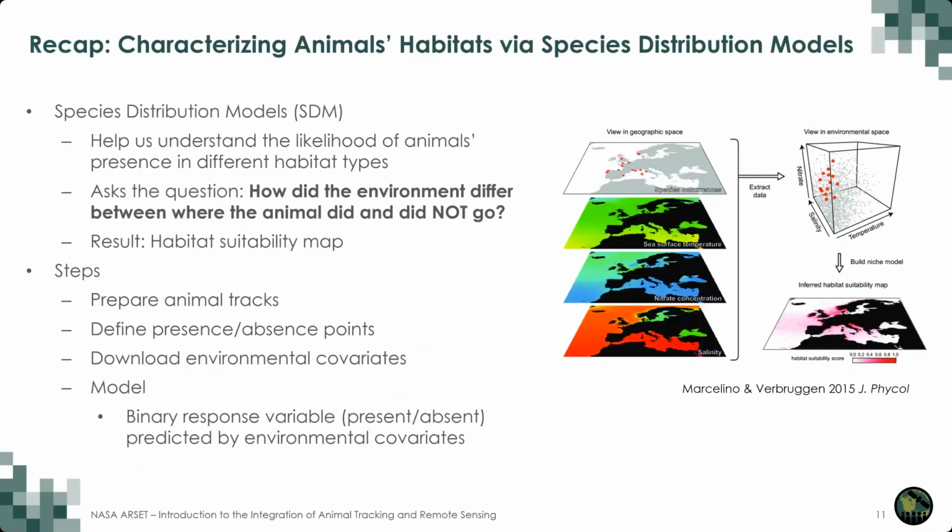And the basic steps are you have your animal tracking data, you define presence and absence points, so where the animal did and did not go, you have your environmental covariates, and then you put all of that into a binary model where your response variable is either presence or absence, and then your predictors are your environmental covariates.